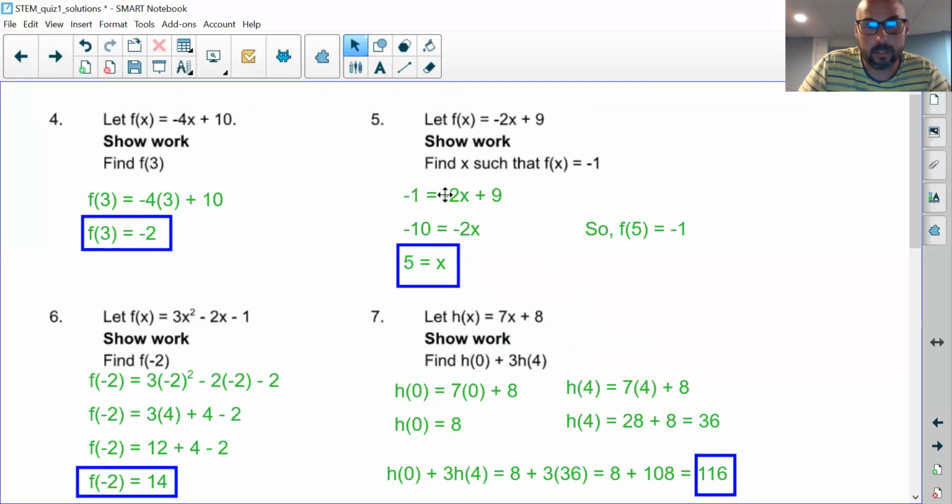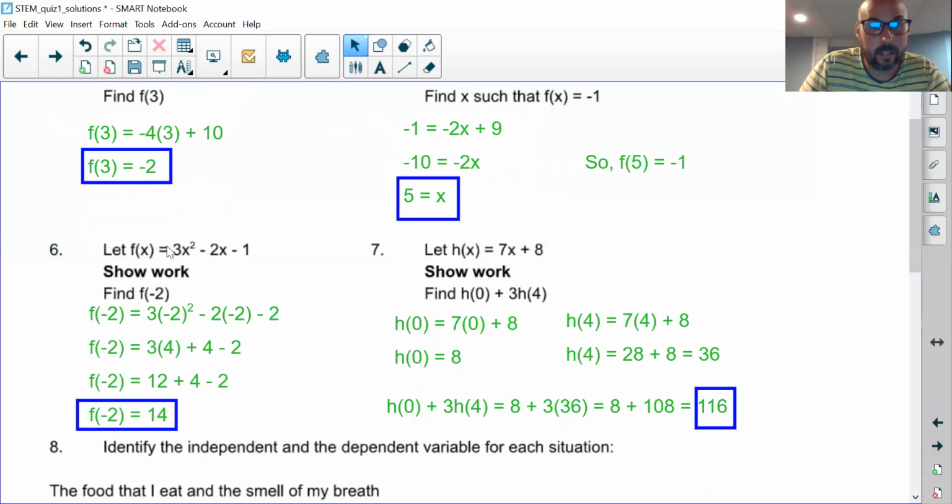Number 5 is kind of backwards. You want to find x such that the result is -1. Well, f(x) is the result. So I'm replacing f(x) with -1, and I'm just trying to figure out what x is. I just subtract 9, which makes -1 into -10. I have to divide by -2. I discover that x is 5. This is my final answer: f(5) = -1. That's the x value that produces -1.